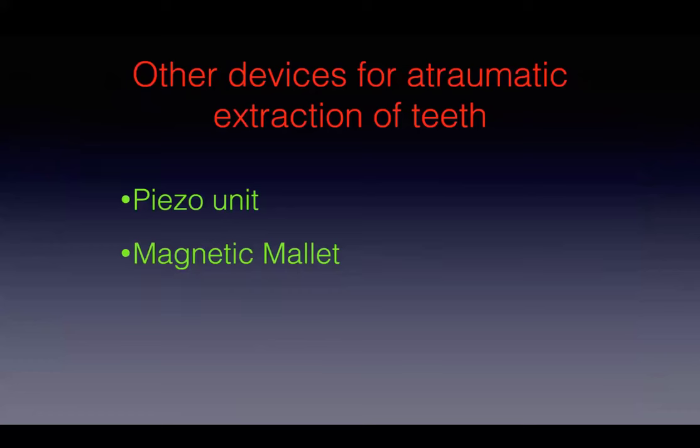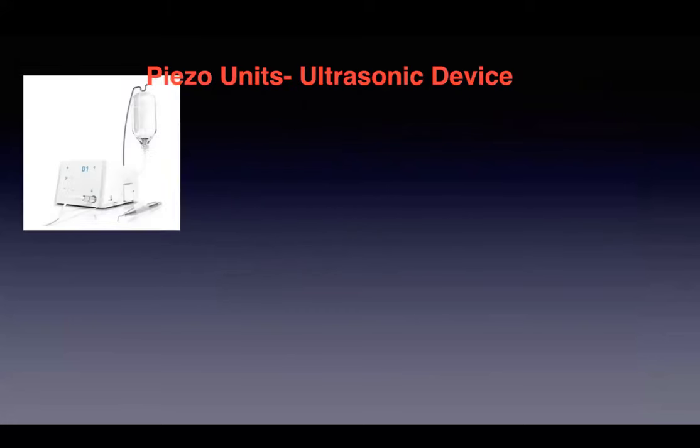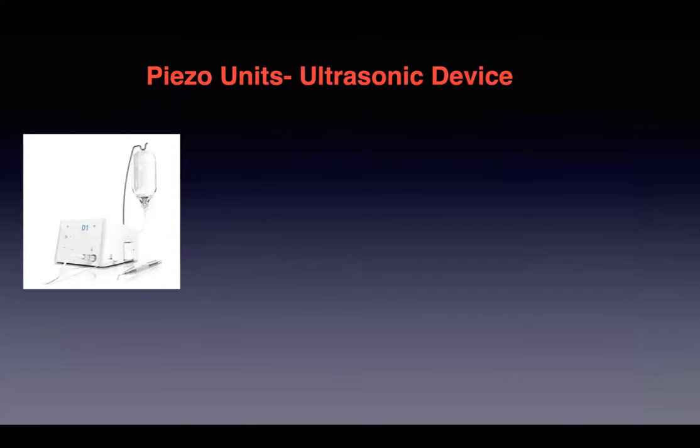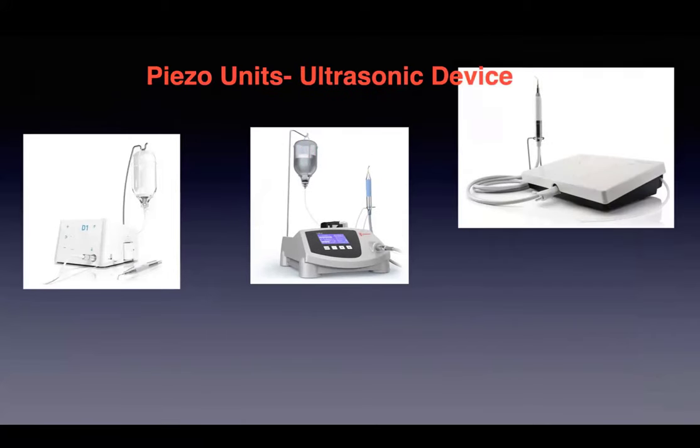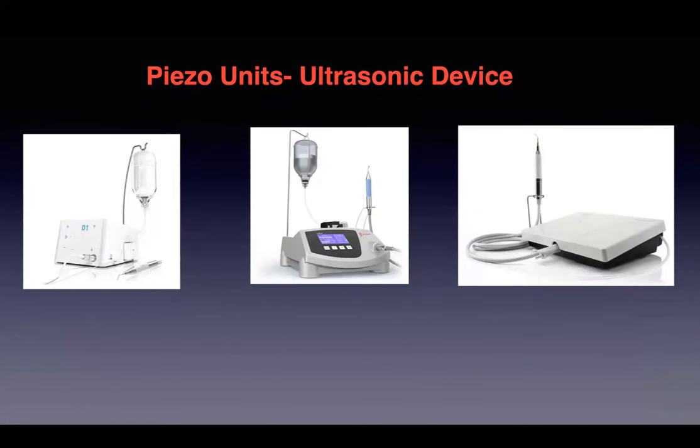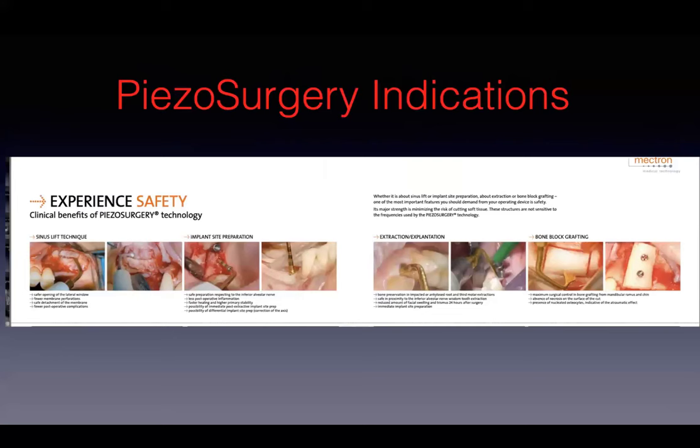There are other devices for atraumatic extraction of teeth out there in the market. I'm going to be discussing 2 of them: the piezo unit and the magnetic mallet. These are basically ultrasonic bone cutters. There's many brands out there. They're safe and predictable with reduced risk of damaging nerve, arteries, or gingiva. They come with an LED light on the handpiece. And there's so many indications for this: split ridge, harvesting bone, opening a lateral window for sinus lifts, and many other uses.